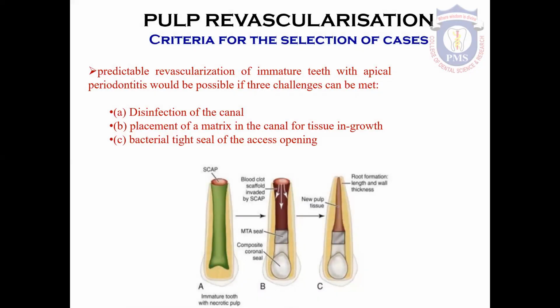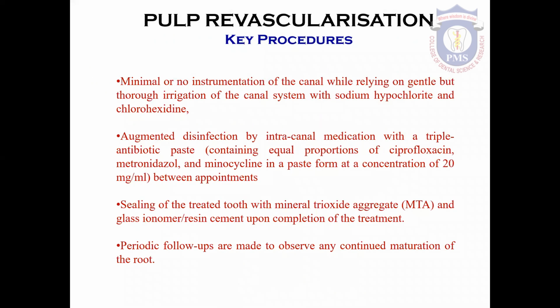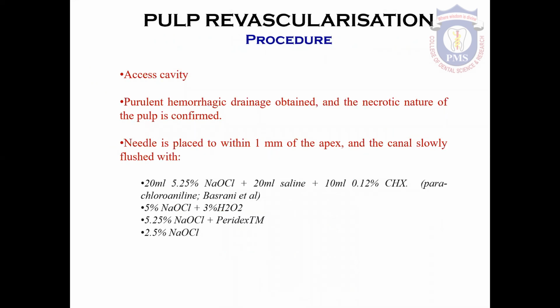There are 3 steps mainly. One is disinfection of the canal, then placement of a matrix in the canal for tissue ingrowth, and bacterial tight seal of the access opening. The procedure of revascularization is as follows.